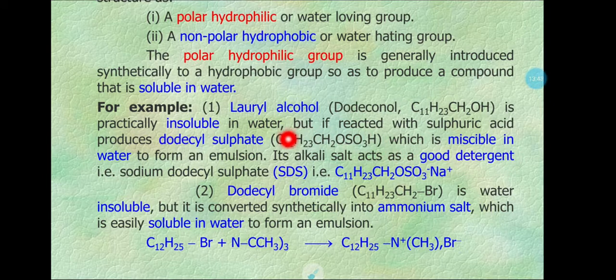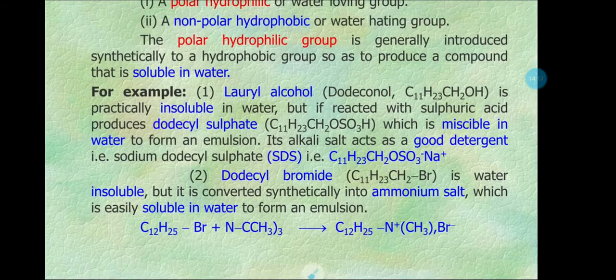That means this dodecyl sulfate reacts with sodium hydroxide, and the sodium salt of dodecyl sulfate is formed, shortly called SDS, sodium dodecyl sulfate. So this is one of the anionic surface active agents, or detergents. Sodium dodecyl sulfate is easily soluble in water. The second example is dodecyl bromide, C12H25Br, a long chain alkyl halide. It is hydrophobic in nature. It is also practically insoluble in water.